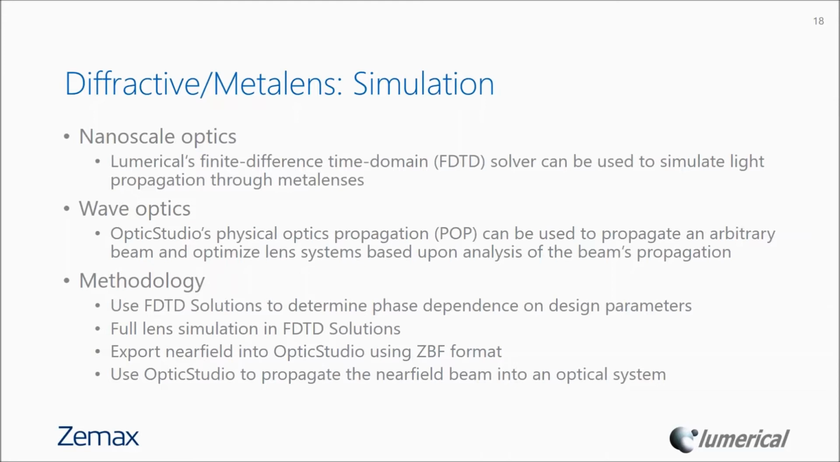The methodology we'll demonstrate today starts with using FDTD Solutions to determine the phase of the light and how it changes based on certain design parameters. Using this information, we can come up with an initial design for the lens and run 3D full FDTD simulations. After this, we can export the near-field result into a ZBF file for OpticStudio and use OpticStudio to propagate this beam into an optical system.